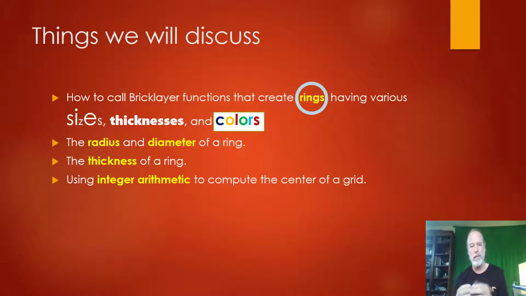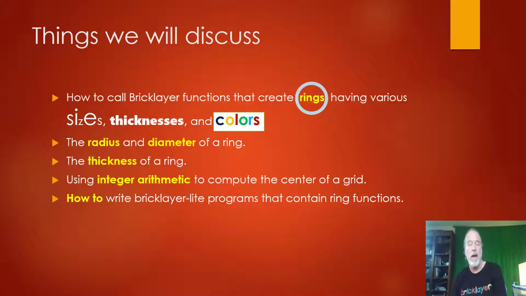And the reason why is there's this cool programming assignment, or a thing that you can build that is kind of interesting, and it involves using a large grid in Bricklayer Lite. And to do that right, you have to understand a little bit about how to calculate the center of these kinds of grids. And then we'll play around a little bit. We'll write some Bricklayer programs that use rings. And then I'll finish by showing you some examples of cool things that you can do with rings.